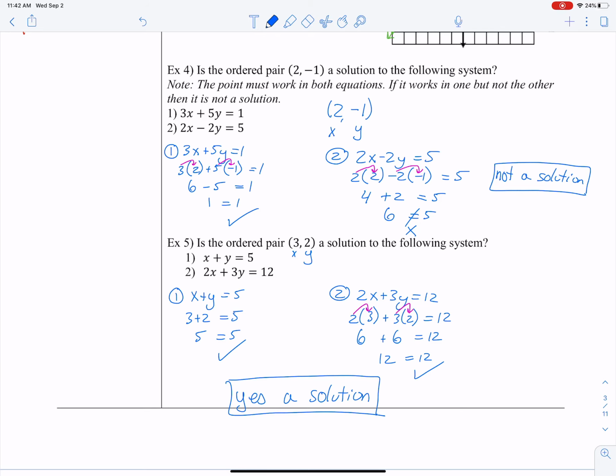So you can go try those out. And that's page 236, number 4, A to E. Okay, and that's it for this section.